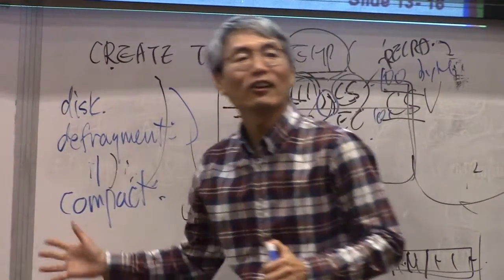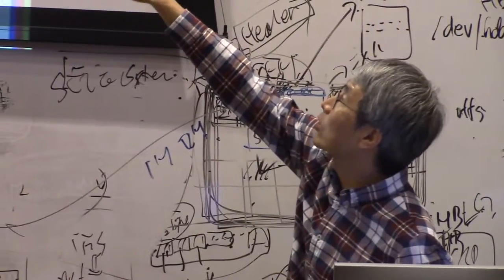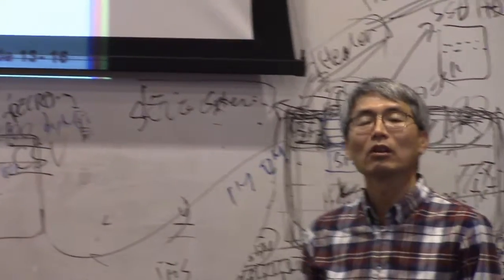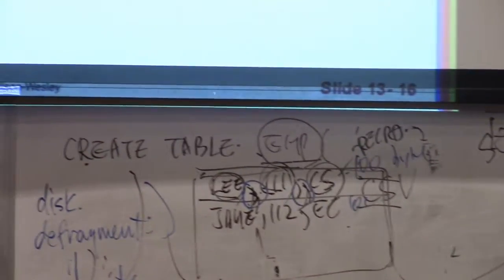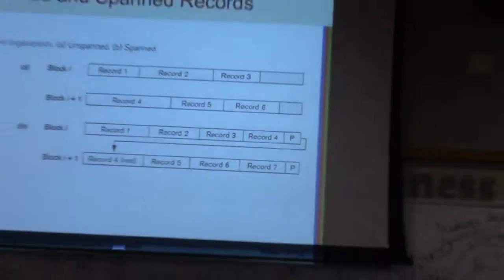So this is the same problem. It's the fragmentation issue. If your file blocks are fragmented because of the spanned records, your database will be slow.